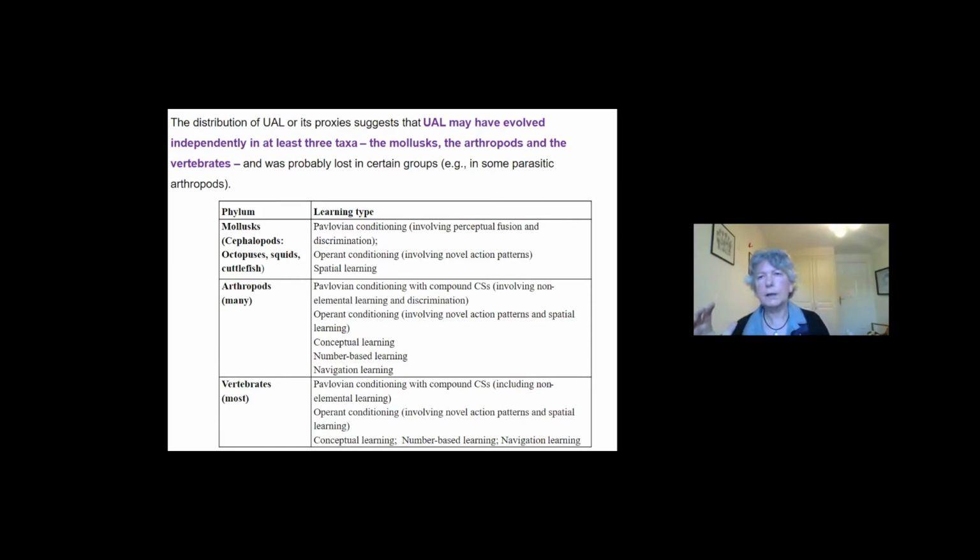But we found that there are three animal phyla where some of the species that were studied can display UAL, and these are a few mollusks, the cephalopods, the octopus, squid, and cuttlefish; some arthropods, actually quite a lot of arthropods; and most vertebrates. We're saying most because not all of them were studied. So there are three groups in which we see the ability for UAL, and if you accept the logic of our argument, also of consciousness.